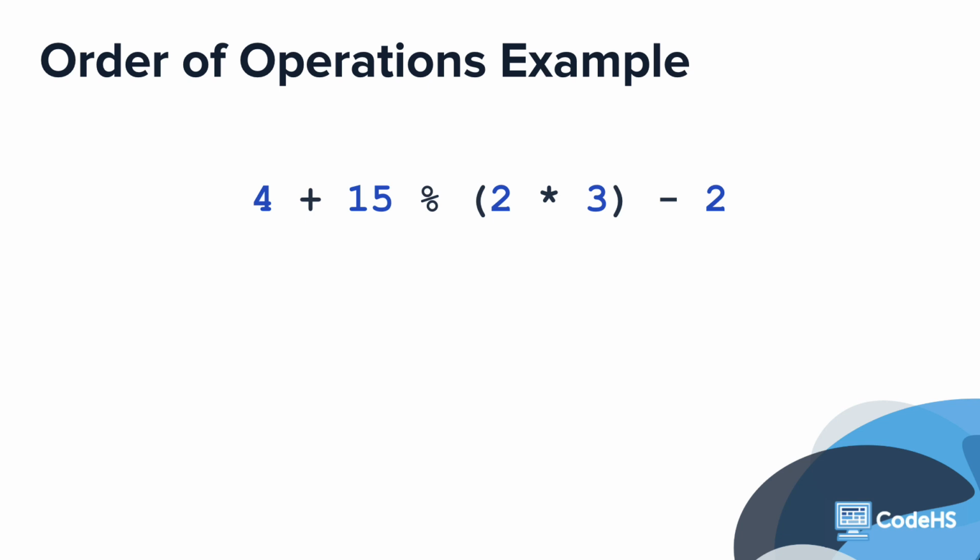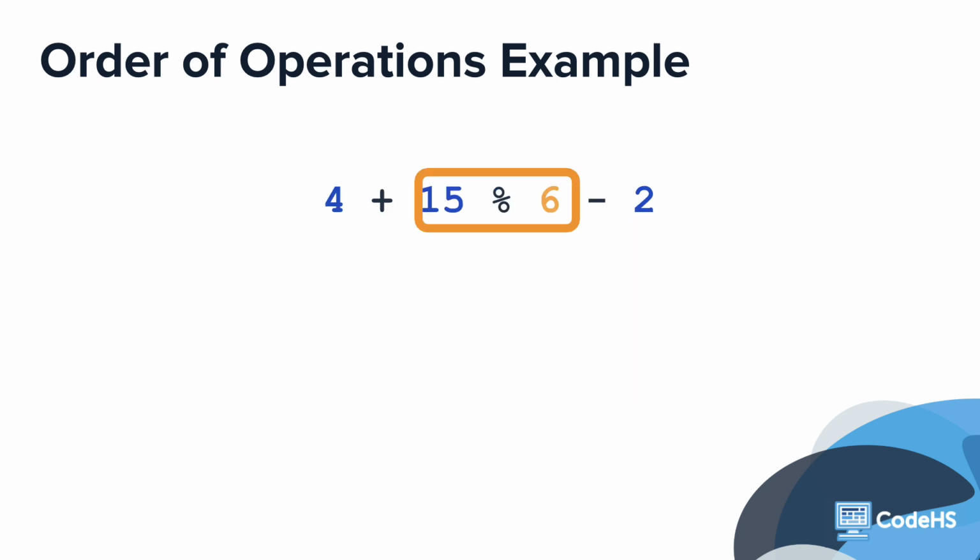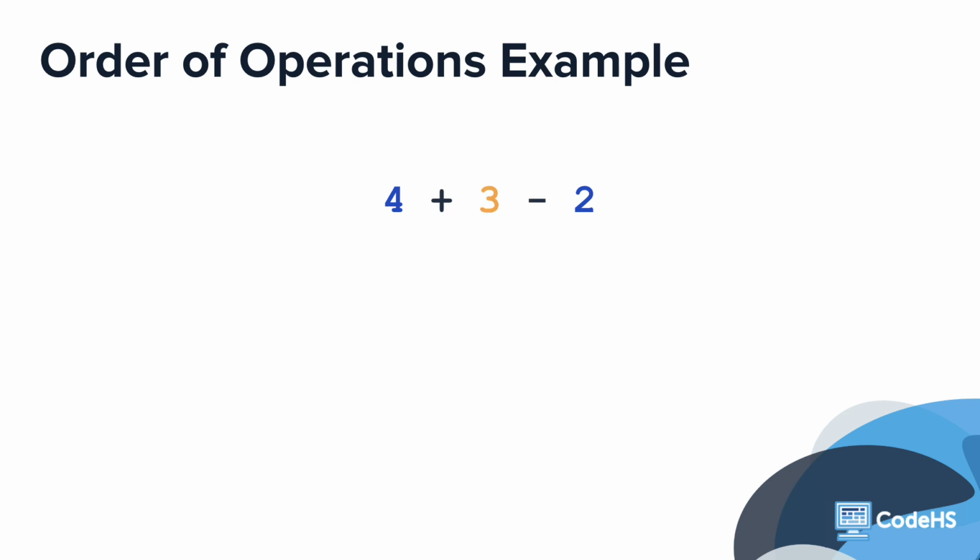Alright, let's walk through how the computer will evaluate this expression step by step. We'll start with the parentheses. 2 times 3 is 6. Next comes the modulus, because modulus takes precedence over addition and subtraction. 15 mod 6 is 3, because 6 goes into 15 twice, or 12, with a remainder of 3. Now, all that's left is addition and subtraction. Addition and subtraction have the same level of precedence, so the computer will read left to right, starting with 4 plus 3, which is 7, and last but not least, we have 7 minus 2, which is 5.